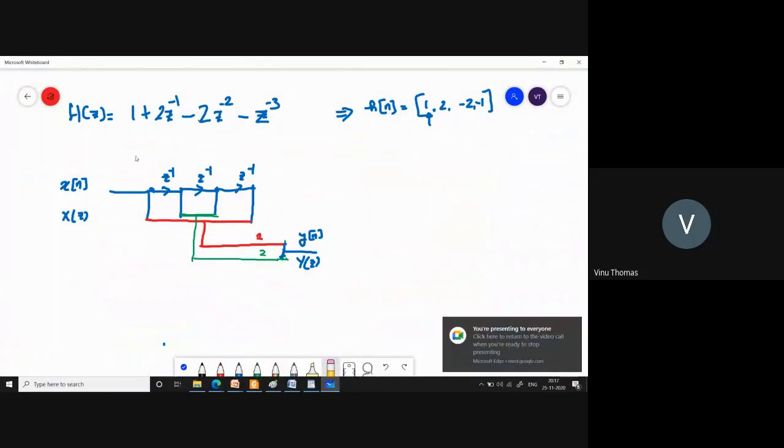What about this filter? Is it H of Z? Is it type 1, type 2, type 3, or type 4? So I think it's type 4. Why do you say it's type 4? What is the reason for that?